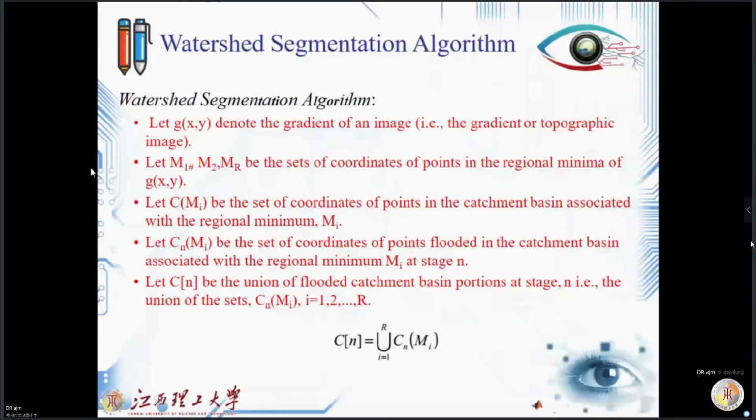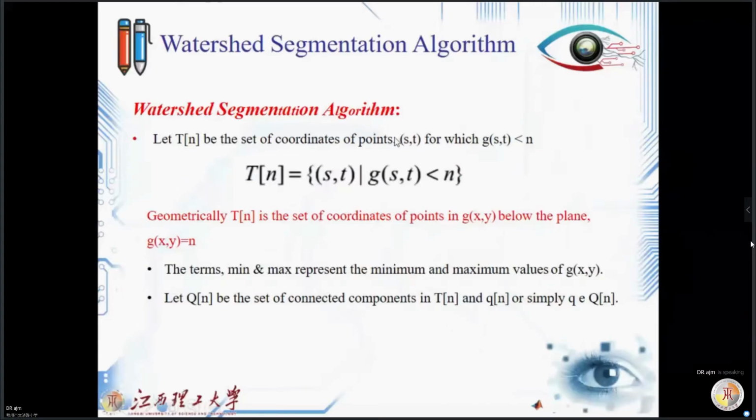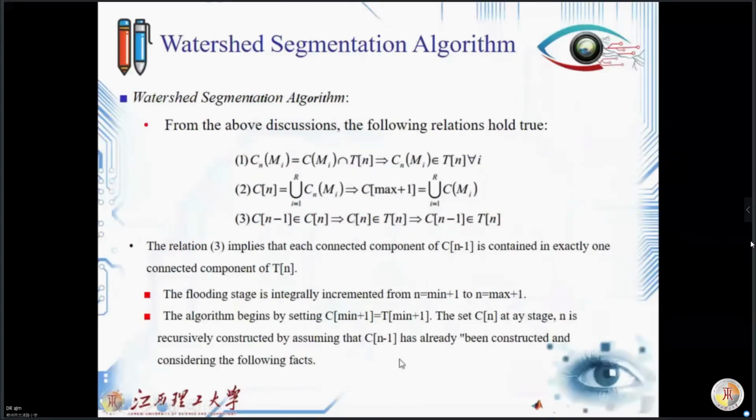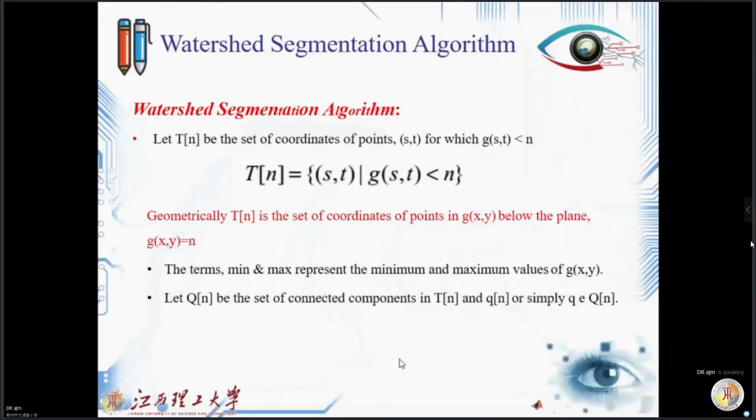This is the watershed segmentation algorithm, in which we now let TN be the set of coordinates of points, and we show it with the symbol TN. Geometrically, TN is the set of coordinates of points in G(x,y) lying below the plane G(x,y) equal to N. The terms min and max represent the minimum and maximum values of G(x,y), and QN is the set of connected components in TN, or simply QN.